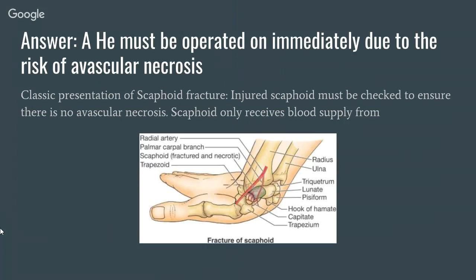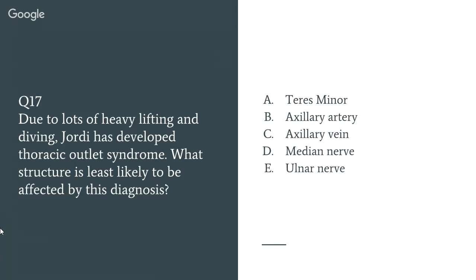And you tend to lose quite a lot of motion, because the scaphoid is one of the major bones that's connected to your radius. Sorry. So it's very important that you remember this specific fracture. Move on to question 17.